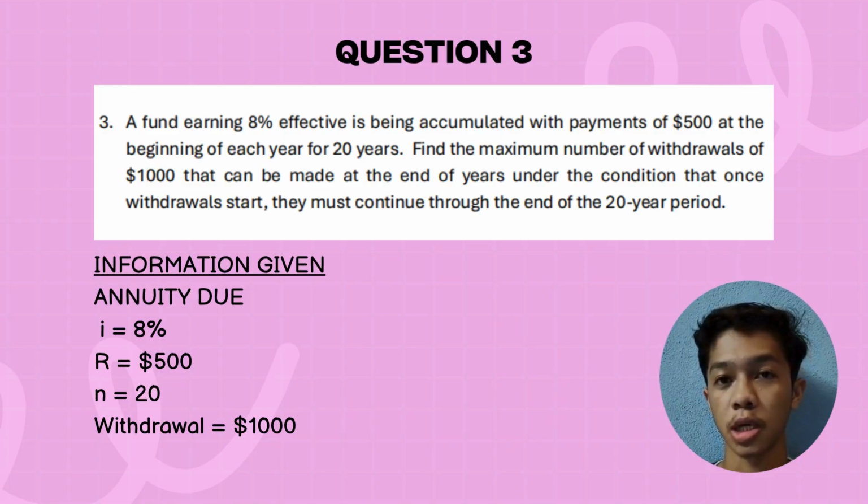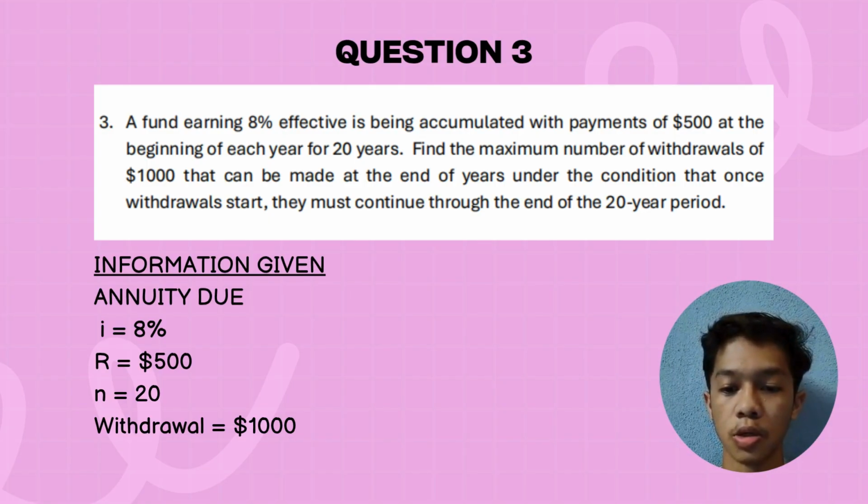So based on the question, we can extract the information. We know that this is the annuity due because the question states 500 at the beginning of each year. So the first information that we obtain is i, which is 8%, R is 500, n is 20, and the withdrawal is 1,000.